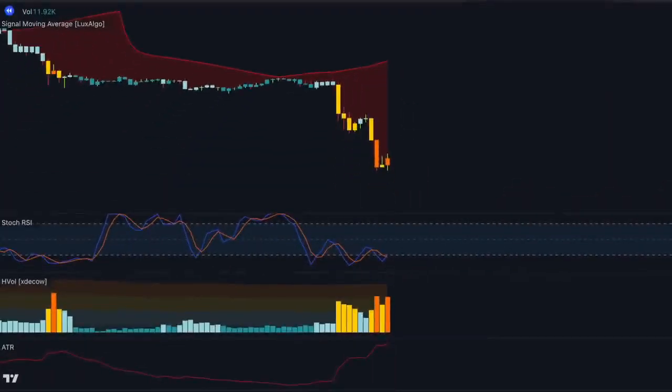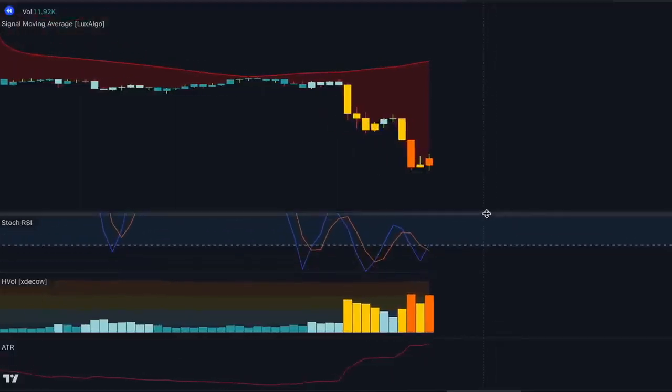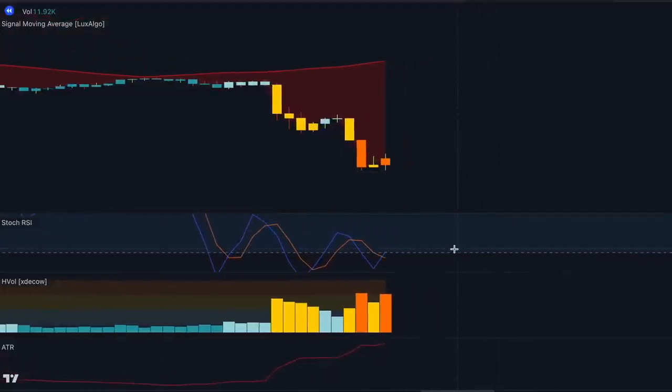Okay, now let's understand the rules for a long trade. First, the stochastic RSI must get oversold. During the oversold condition, the blue line must cross above the orange line. Remember, the cross must happen below the 20 level. The next condition is to have the price closed below the signal moving average. The further the price is from the MA, the better.